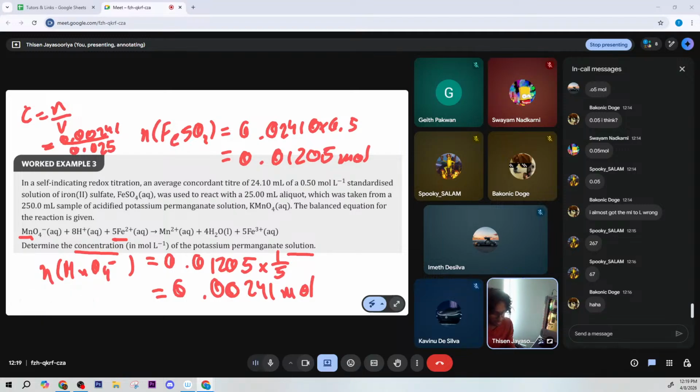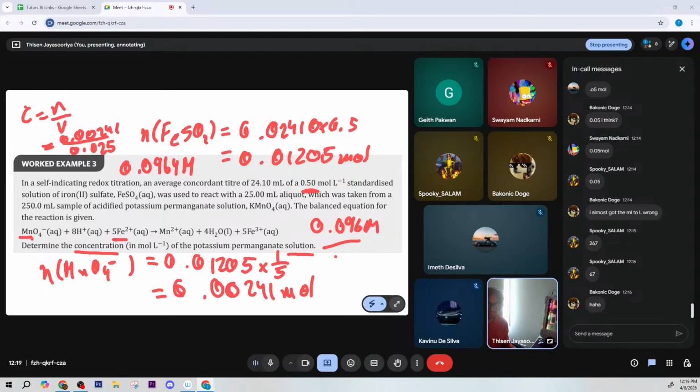So here we divide this by 0.025, and we get our final concentration of 0.0964 moles, correct to 2 sig figs, because that's the smallest number of significance here. We get 0.096 moles. Yeah, that's our final answer.